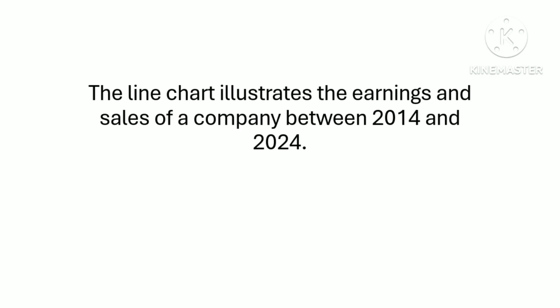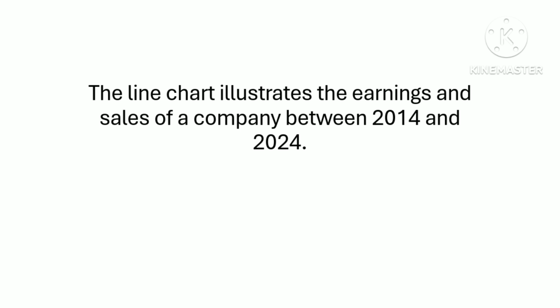In the first paragraph, we always write the introduction like I have written. The line chart illustrates the earnings and sales of a company between 2014 and 2024. Illustrate means shows, and you can also write over a decade in place of between 2014 and 2024. Decade means a period of 10 years.